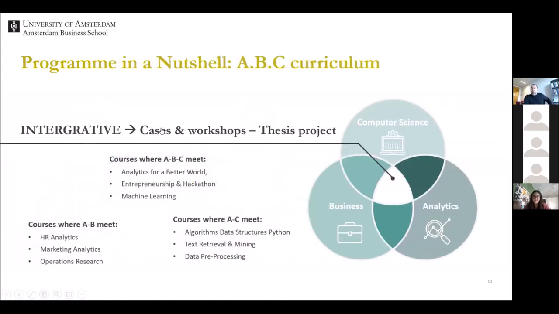And as you see it this way, we have some courses which focus on particularly one aspect of this ABC curriculum, but we also have integrative courses where two of these pillars overlap and come together, like AB courses, where analytics and business meet, like marketing analytics, like operations research. We even have courses where ABC meets: analytics, business, and computer science and programming. Analytics for a Better World is one of these courses, entrepreneurship and hackathon, and also machine learning. And we also have courses where A and C meet, like algorithms and data structures in Python. So you are programming computer science data structures with a twist of analytics by applying your analytical knowledge.